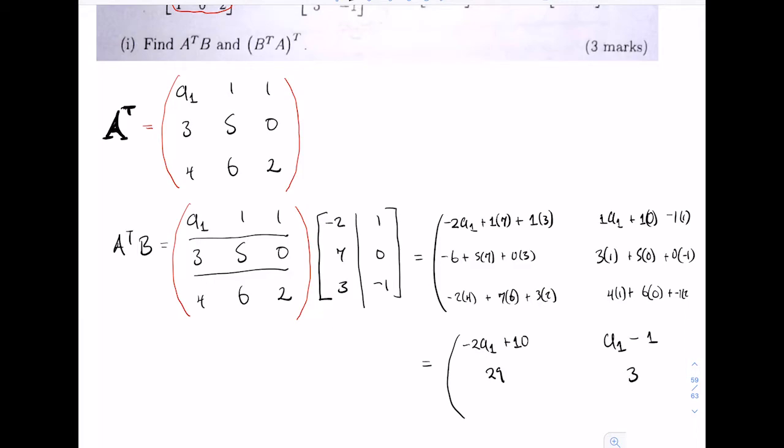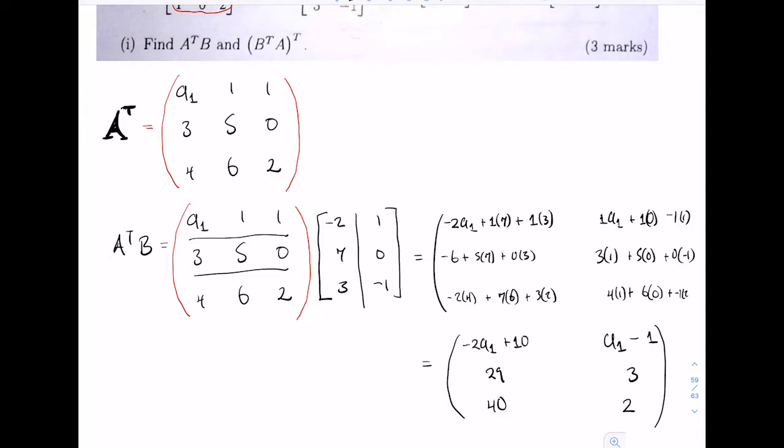Here we end up with minus 8 plus 42 plus 6. So that is 40. And here we have 4 minus 2, which is 2. Okay, so that's our final answer for A transpose B.